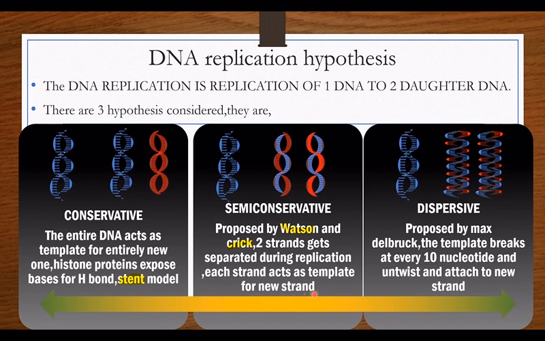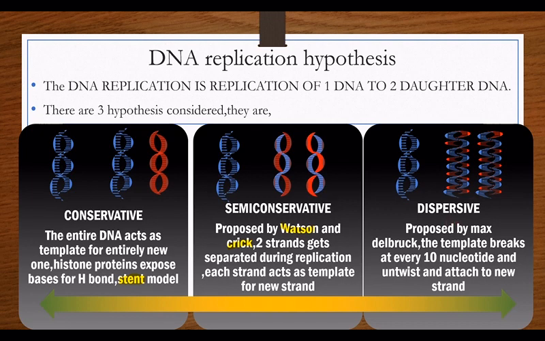And next is the dispersive model. It is proposed by Max Delbruck, who constantly opposed the Watson and Crick model. Here he talks about breakage. The template breaks at every 10 nucleotides, untwists and attaches to a new strand. So here there will be a dispersive arrangement of parental strand and new strand, so this model is known as the dispersive model. He said this because it is very difficult for the DNA to unwind compared to the breaking of the bond. So Max Delbruck proposed the dispersive model of DNA replication.